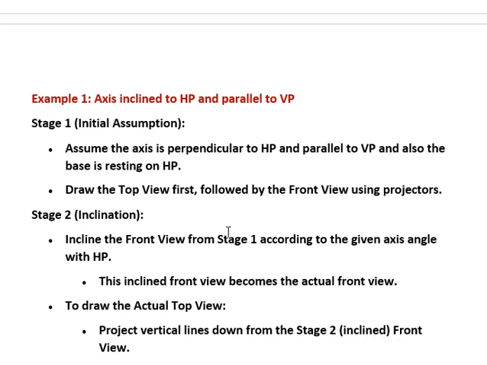In the front view, I may get a triangle shape if it is a pyramid or cone. I may get a rectangle shape if it is a cylinder or prism. This is step number 1, that is stage 1. Based on the assumptions, I am drawing the top and front views. Actually, the given condition is the axis of the solid inclined to HP. I am assuming that the axis is perpendicular to HP and the base of the object is resting on HP. In that position, if I see from the top of the object, I can see the true shape of the object in the top view. Then in the front view, I can see the true length of the axis. So this is stage 1.